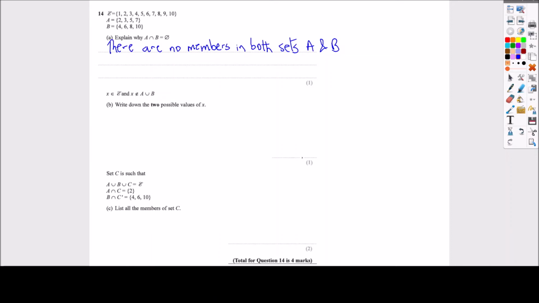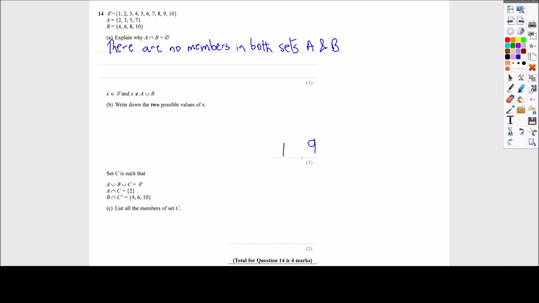Now, for part B, we're told that X is part of the universal set. So X is somewhere in all of those numbers at the top, 1, 2, 3, 4, 5, 6, 7, 8, 9, 10. But X is not in A union B. So X is not in A or B or both. So which numbers are in the universal set at the top, but are not in either A or B? And that's going to be 1 and 9. So 1 and 9 are the two numbers that aren't in either A or B.